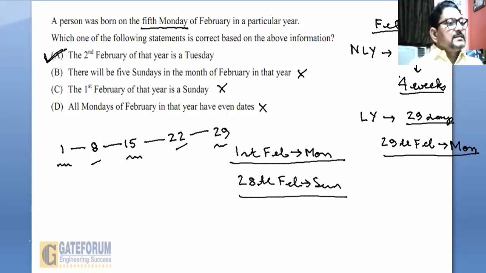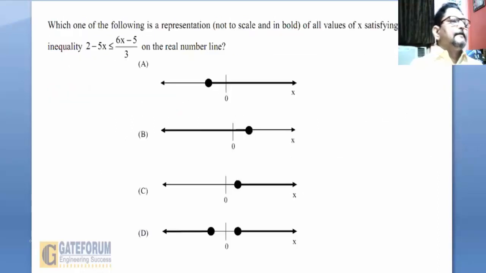Let's go on to the next one. Which one of the following is a representation, not to scale and in bold, of all values of x satisfying the inequality as has been given here? Now, this inequality can be easily said to be, since 3 is a positive natural number, so on multiplying both the sides by 3, the inequality sign won't change.